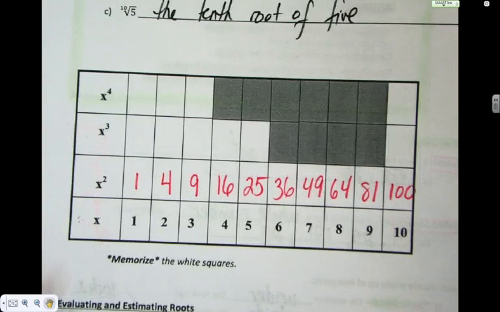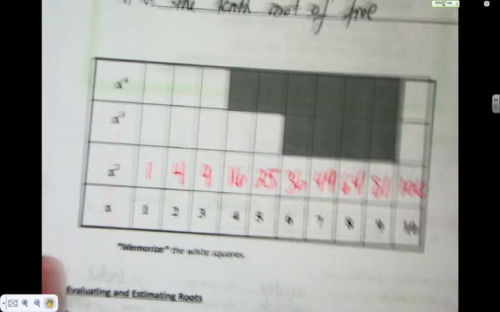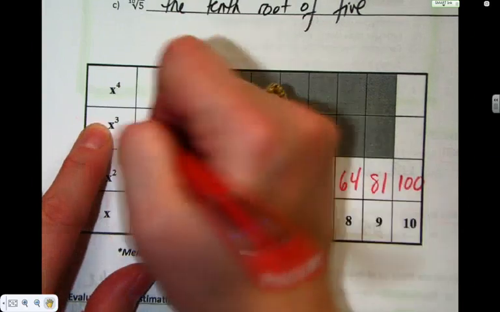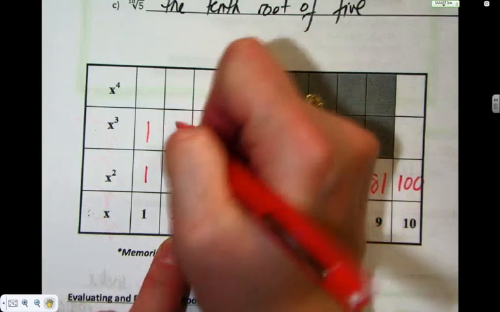Cubes, you got to think a little bit. You haven't really done a lot with cubes now. So again, the white ones you need to know. The ones that are in gray, you'll be able to use a calculator. 1 times 1 times 1. Well, that one's fairly easy. 1. 2 cubed. So 2 times 2 times 2, not 6. So 2 cubed doesn't mean 2 times 6. It means 2 times 2 times 2, which is 8.